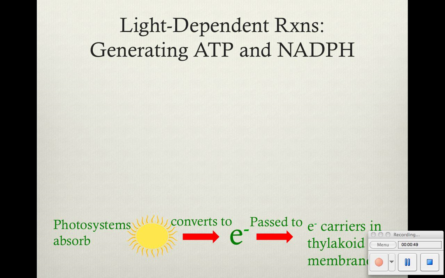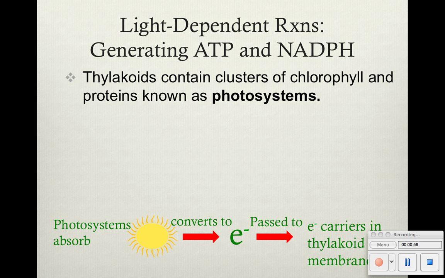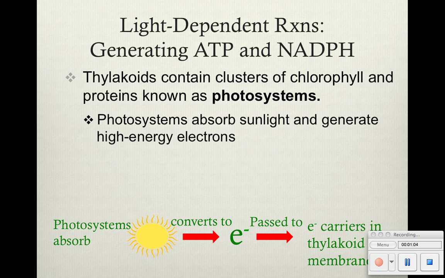So we have, in light-dependent reactions, ATP and NADPH that are being created. So within our thylakoids, we have chlorophyll and we have proteins, and those proteins are called photosystems. All right? Photosystems will absorb sunlight and they will generate high energy electrons.